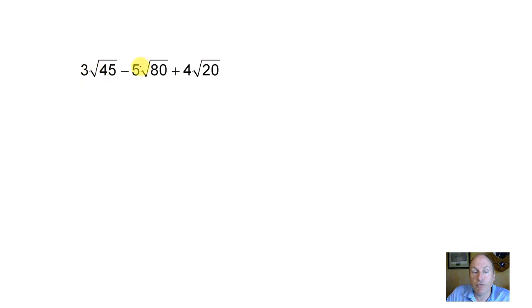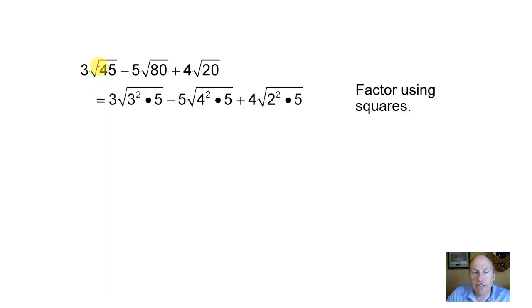Okay, these are all square roots, so I'm going to be able to operate on them further. Since it's square roots, I'm looking for perfect squares. Well, 45 is the same as 9, which is 3 squared, times 5. So this first term can be rewritten as 3 times the square root of 3 squared times 5.